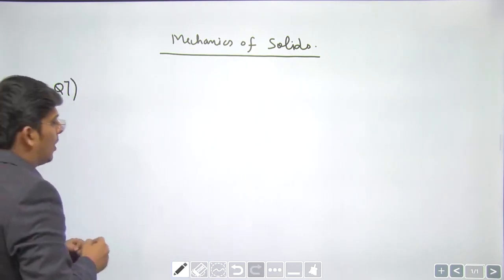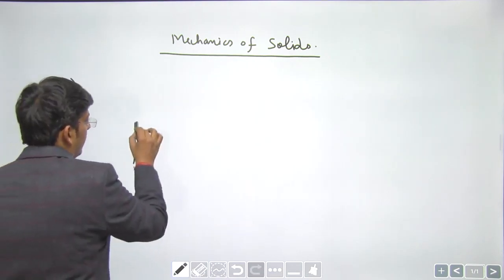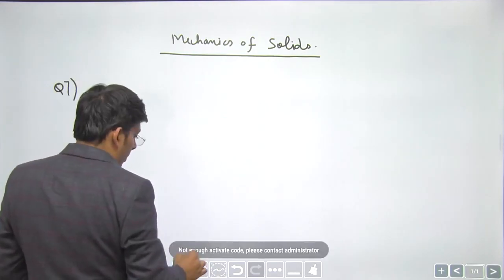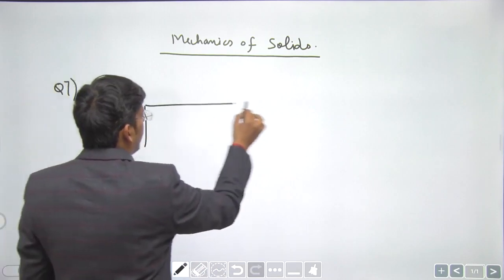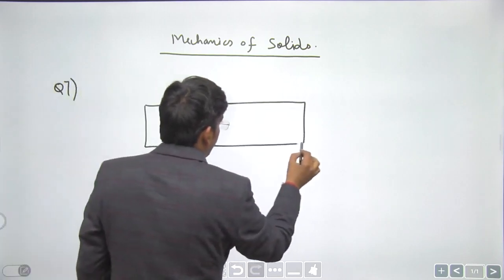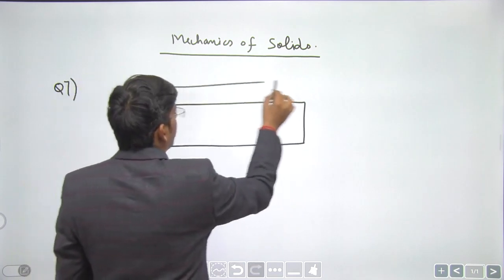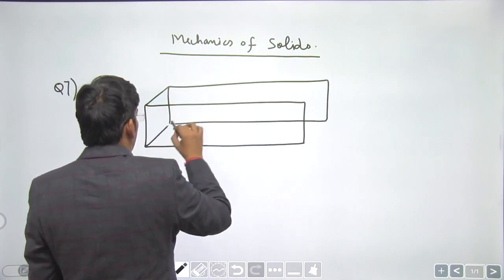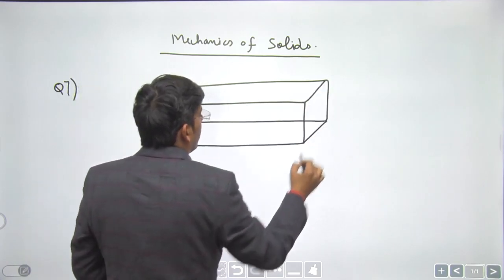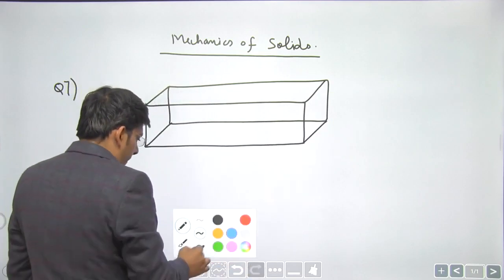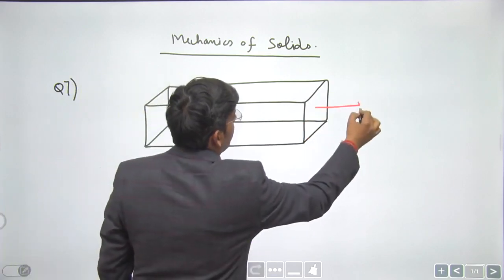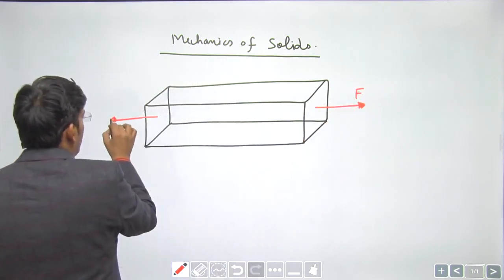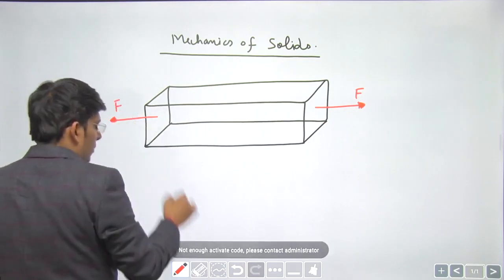Now let us do an interesting question. See, you have a wooden log here, in the shape of a cuboid, right? We are applying two equal forces, capital F each, towards right and left. Force F towards right and obviously force F towards left, right?